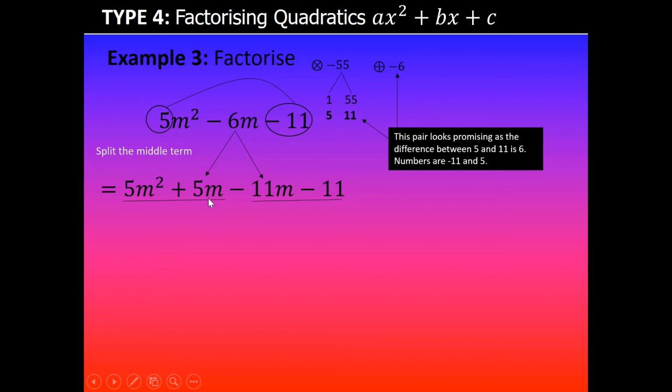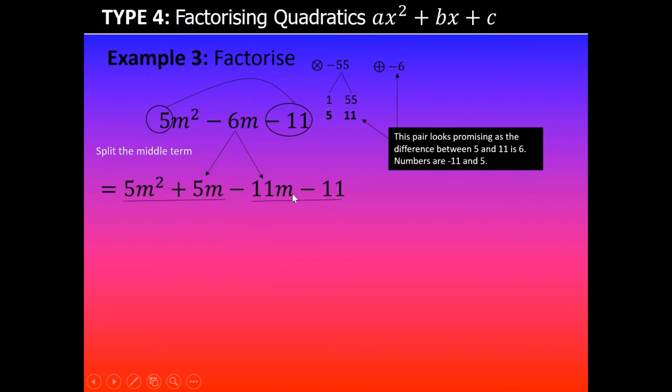Now in this case you need to pause and think whether you should write minus 11 first, or 5. In this case I have chosen to write 5 because in the next step we need to take out the highest common factor. So if I'm putting 5 here, then I can take 5 out as the common factor there. If I put 11 there, then I will not be able to take that number out. So always think of that, because if you switch these around, then you might not end up with the common factor in the brackets that you are after.